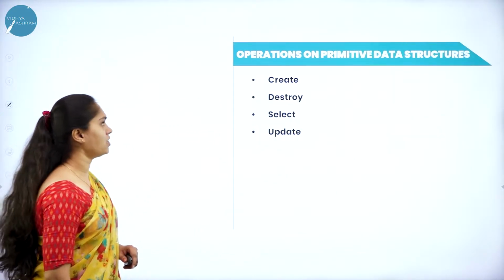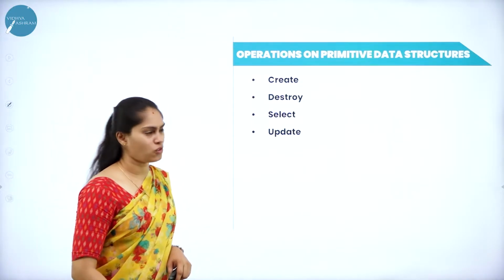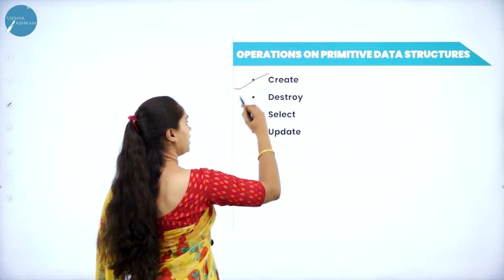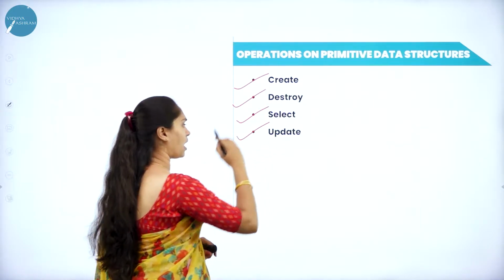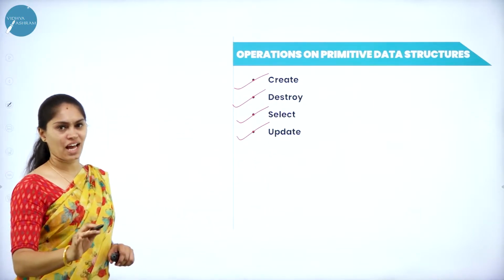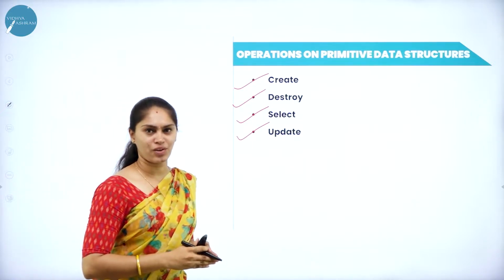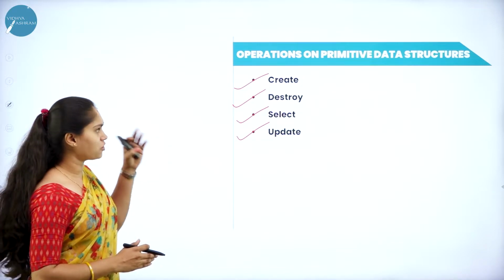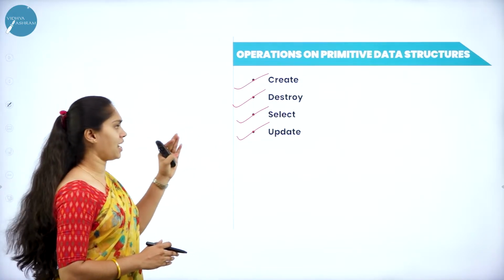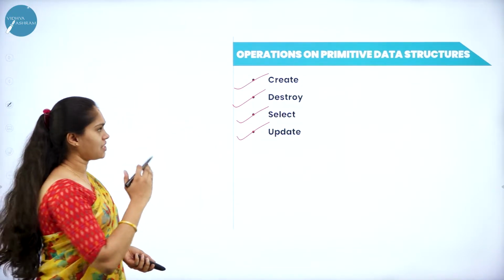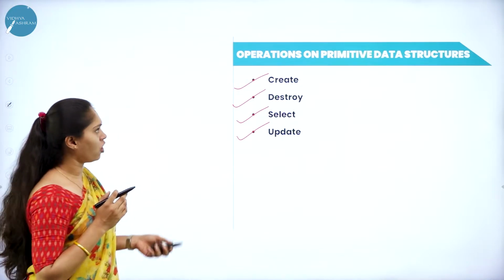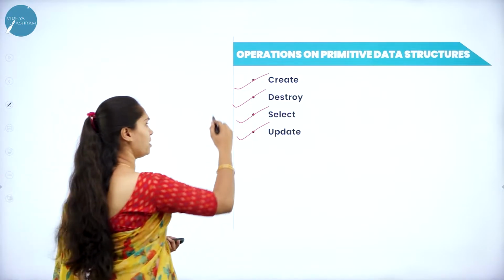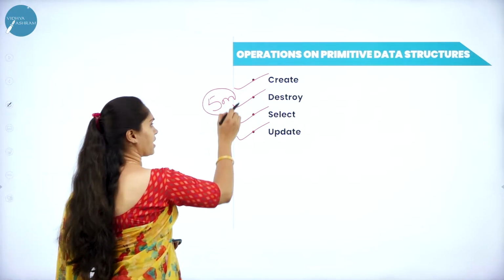We'll see the next one. What are the operations I can perform on this primitive data structure? It includes create, destroy, select, update. Everything we have already discussed in the concept class videos. So go back and watch all these videos to get to know what is create, what is destroy, select as well as update. So these are the operations that can be performed on the basis of this primitive data structure, and it is a very important question for 5 marks.